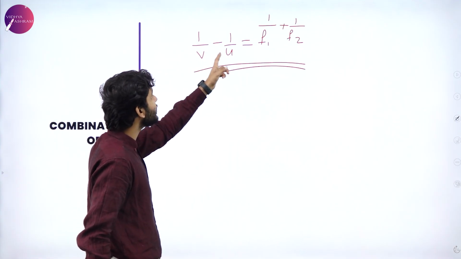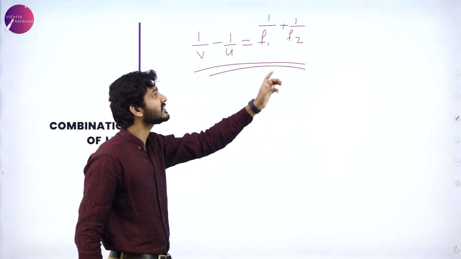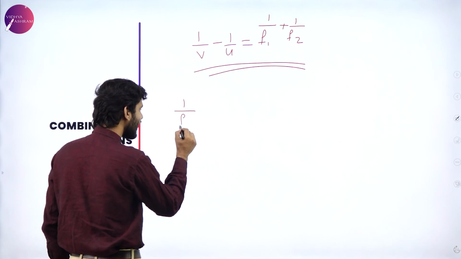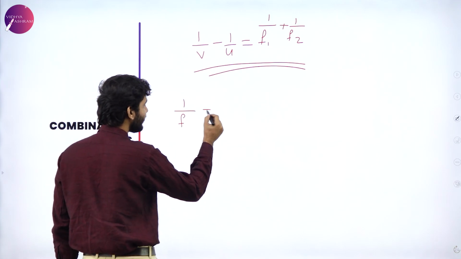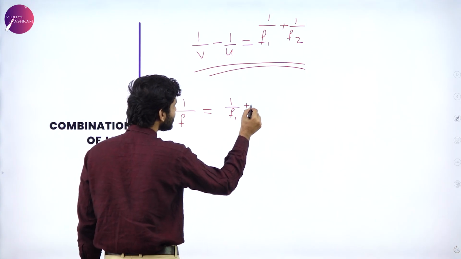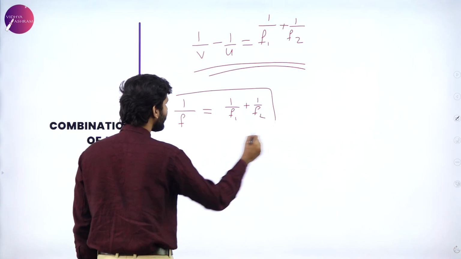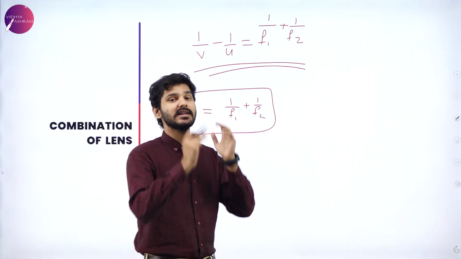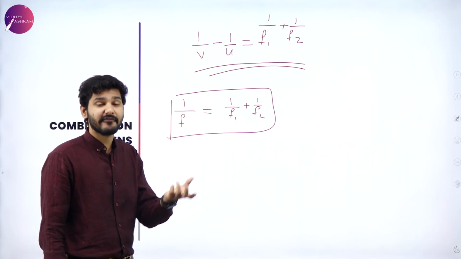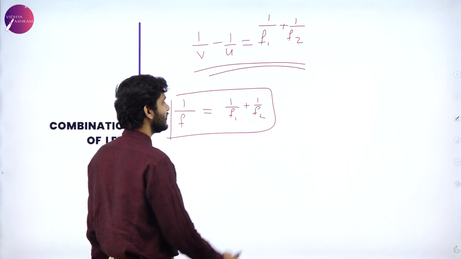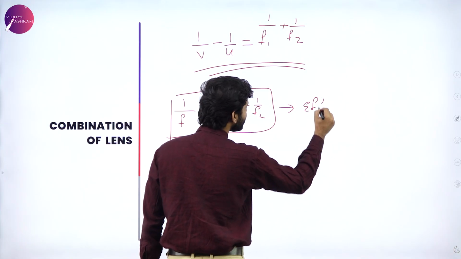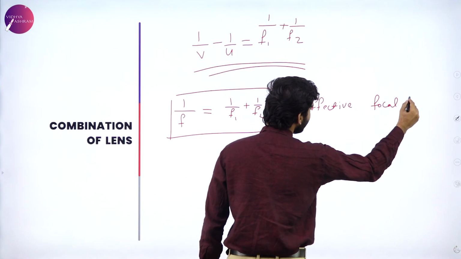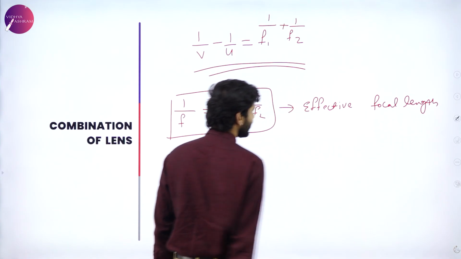So instead of 1 by V minus 1 by U being equal to 1 by F, it is now 1 by F1 plus 1 by F2, which means that 1 by F, that is the net focal effect, is now 1 by F1 plus 1 by F2. That is, when there is more than one lens being combined, we can see that their effect is added up. So this is known as the effective focal length.